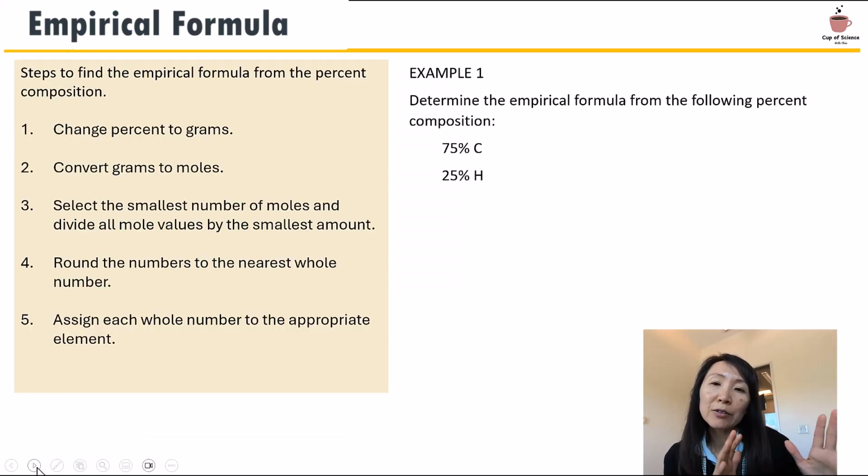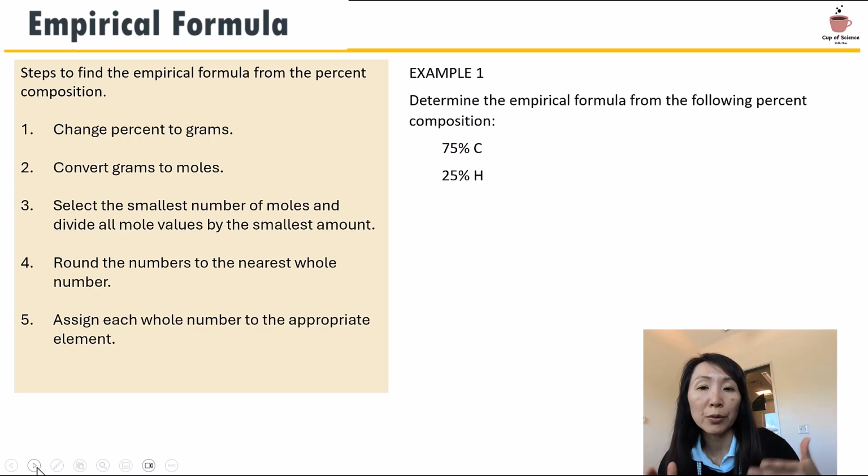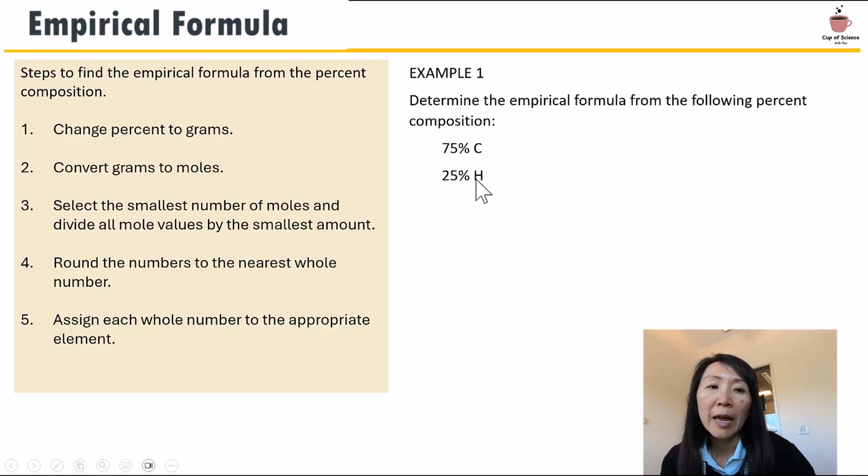On the left-hand side, you see these steps, and you just need to follow these steps one at a time in order to find your final formula. Determine the empirical formula from the percent composition, 75% carbon and 25% hydrogen. So we're going to work our way backwards. Number one says change percent unit to grams. So all you're doing is taking the 75 for carbon and, instead of writing percent, you're going to write grams. Same for hydrogen: instead of 25%, I'm going to write 25 grams.